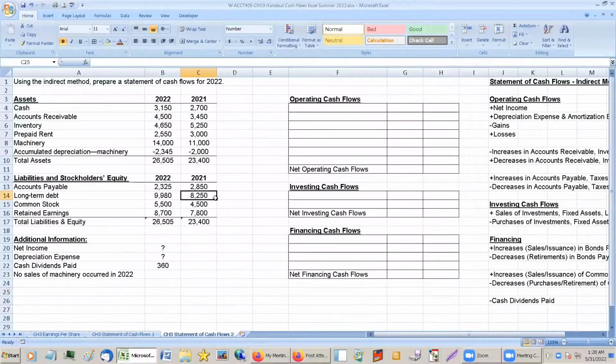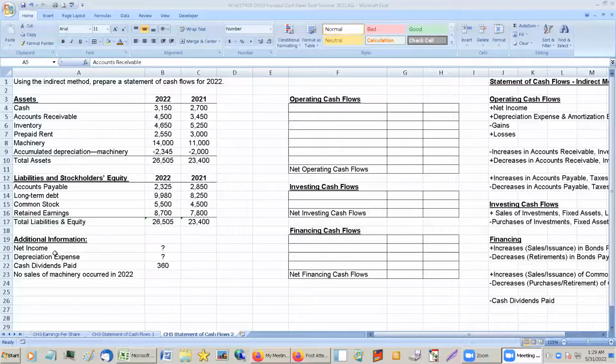Okay, the last thing we're going to do is kind of putting them all together, and this will be a statement of cash flows, and you'll have one similar to this in your homework. And we're going to have to figure out a few items that they don't give us.